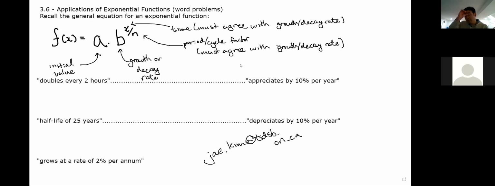Okay. Not only that, one thing I'd like you to watch out for is the time frame. The x value, or the time that we use, the growth rate or decay, and the periodic factor that we apply, so b, x, and n, they all have to agree. They all have to have the same time frame. And that, I think, shouldn't be new to you.